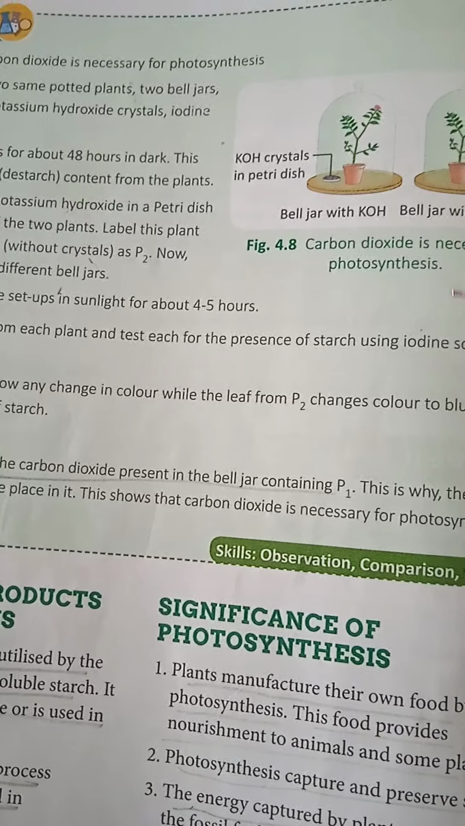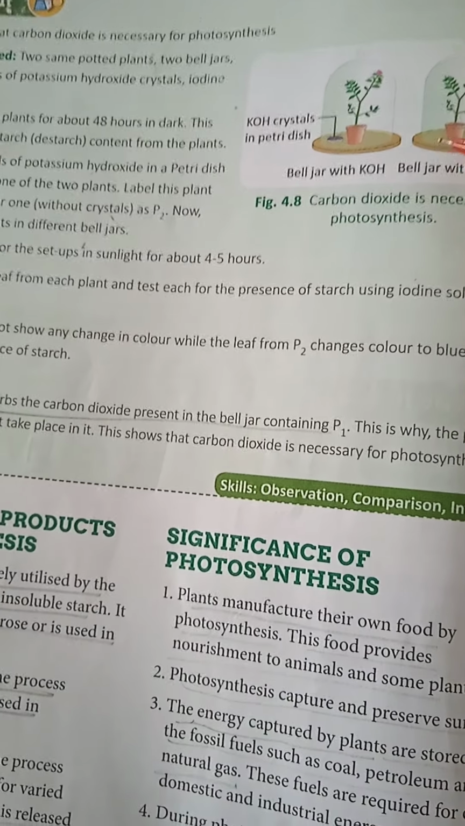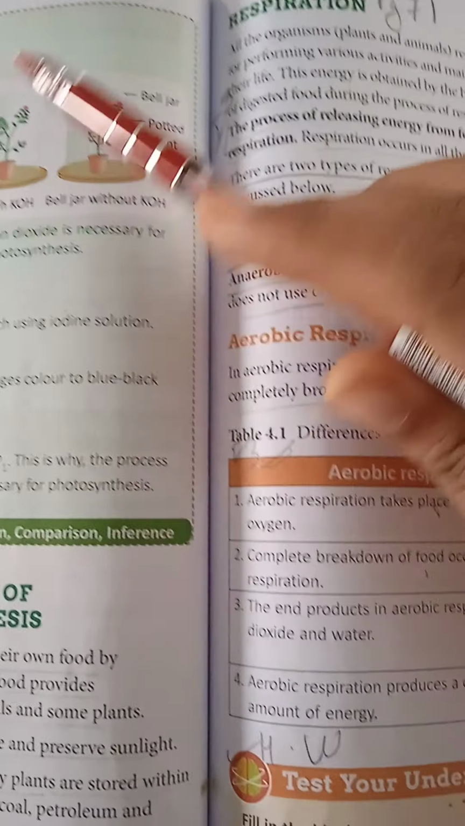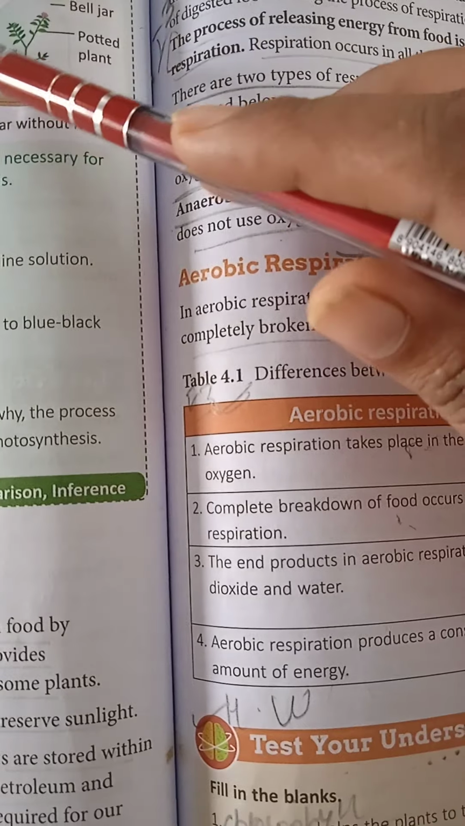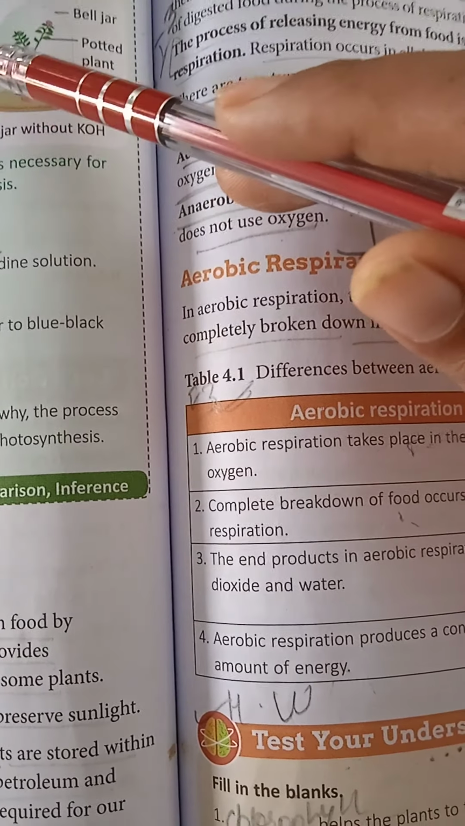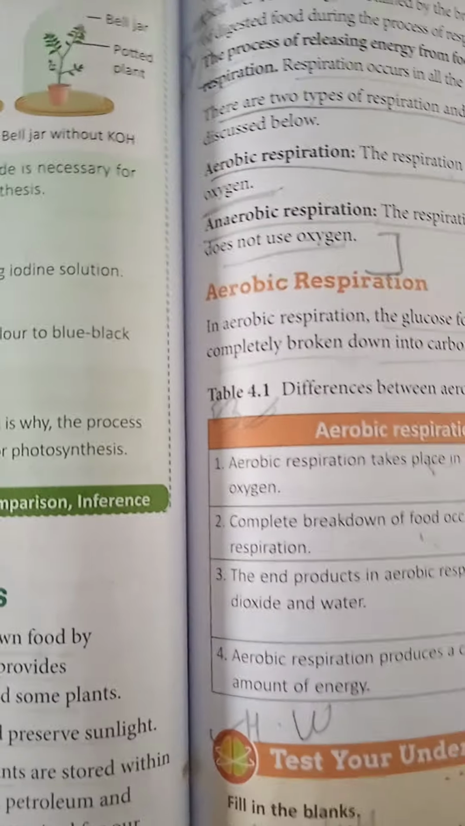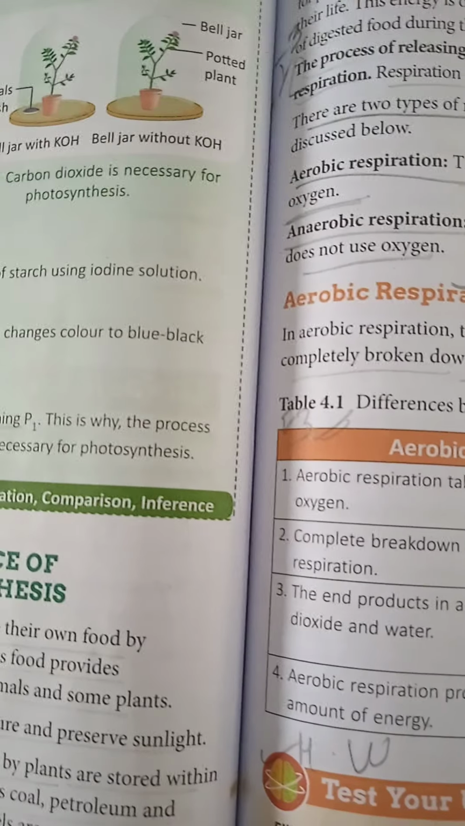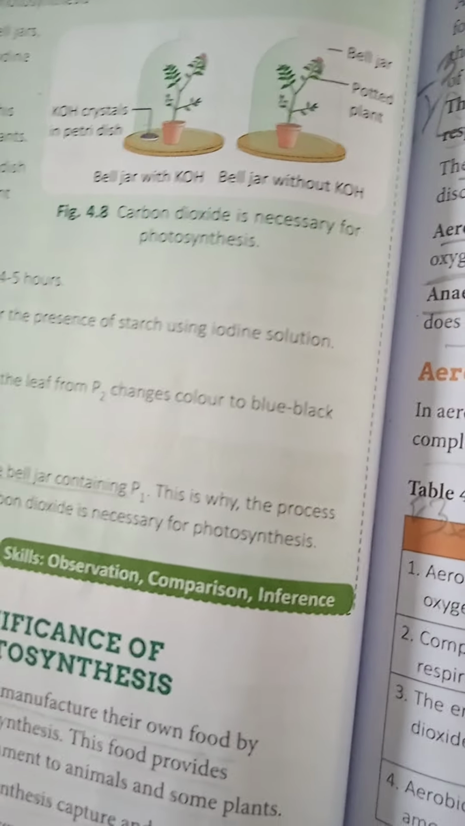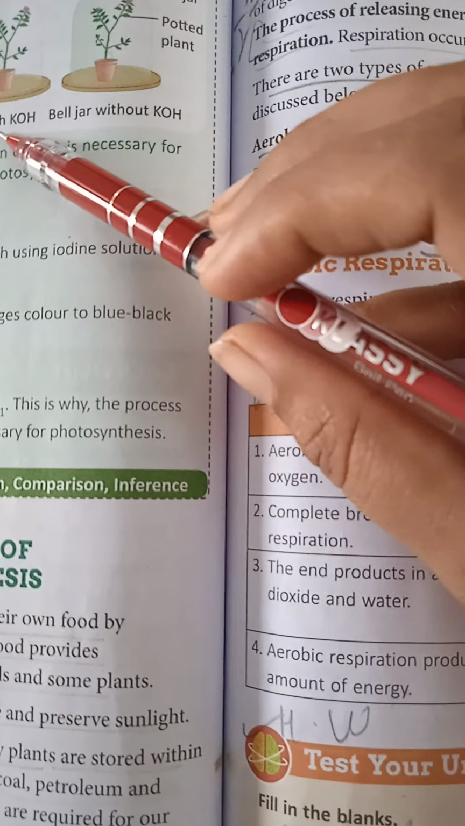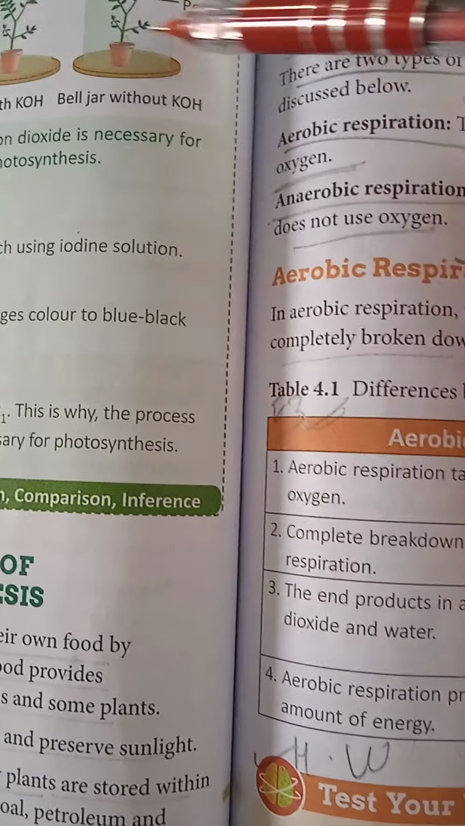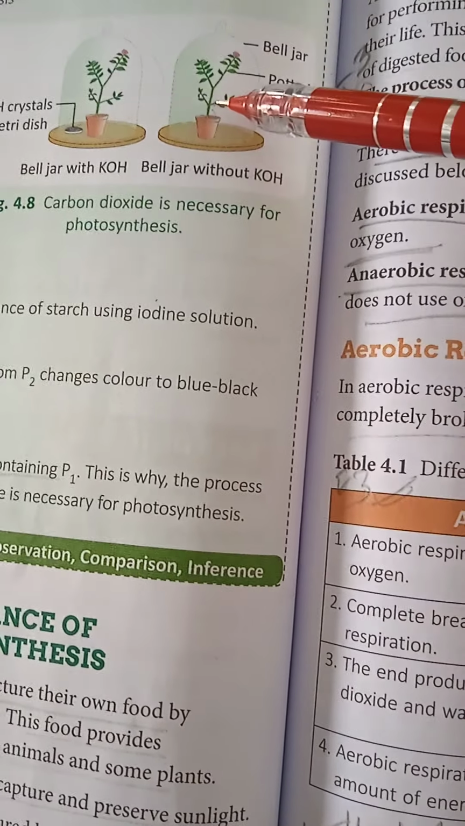Now the next activity is to show that carbon dioxide is necessary for photosynthesis. You can see two arrangements. Two plants are there, each kept covered under a bell jar. We place this setup for 48 hours in the dark, which removes the starch in the plant. Then a few crystals of KOH are kept in a petri dish in one of the setups, and in the other setup they are not kept. Then we put both the jars in the sunlight for 4 to 5 hours.